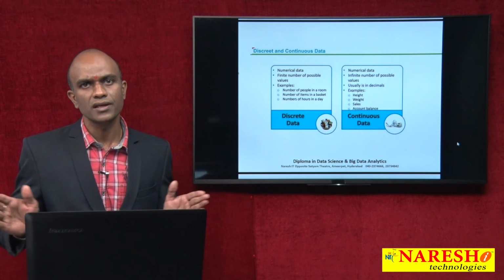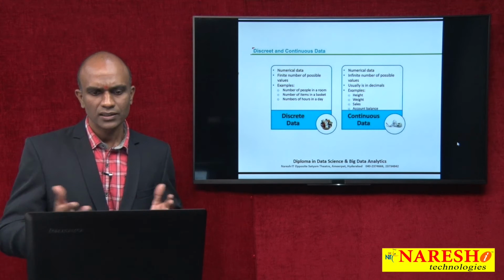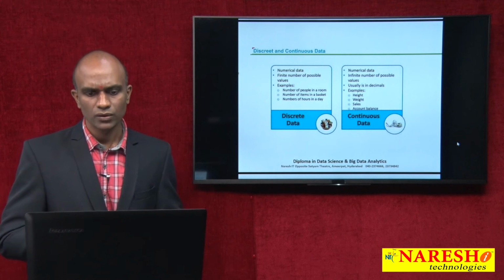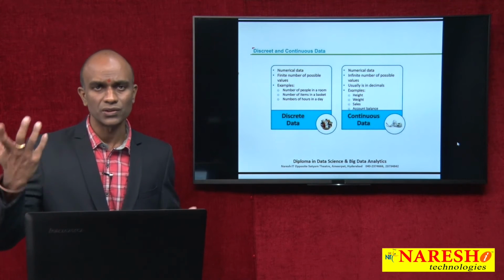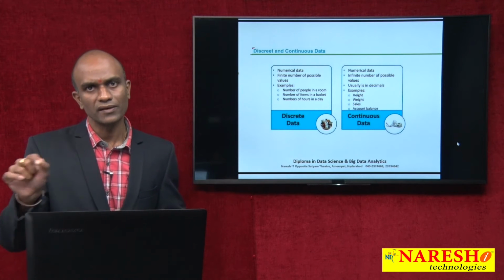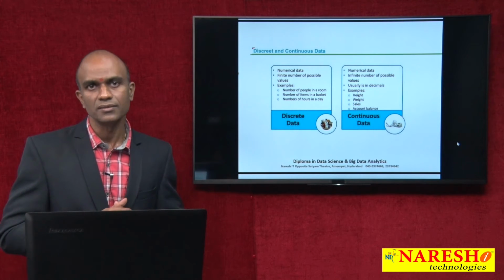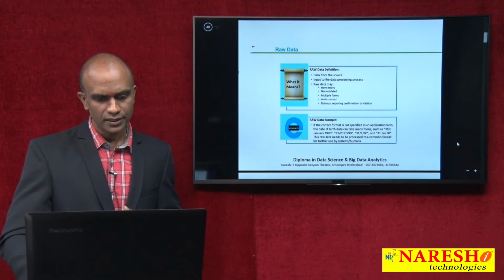Continuous, as the name suggests, is numerical, and there can be an infinite number of values, guys. Ideally and usually it is in decimals. If you were to take the heights of all the people, it can have any values, right? The weights could also range from anything to anything. The sales could be very low or very high, and account balances could be 0 or a very, very high value. So that is what we are calling continuous. They may be in decimals also, guys. Okay, so that's a little bit about the discrete and the continuous data.